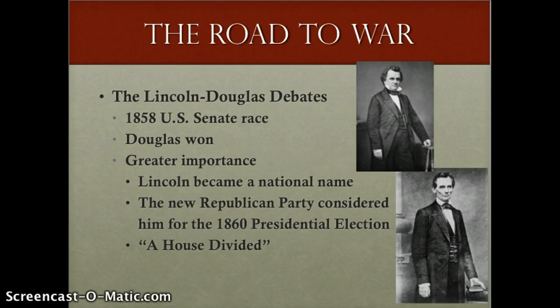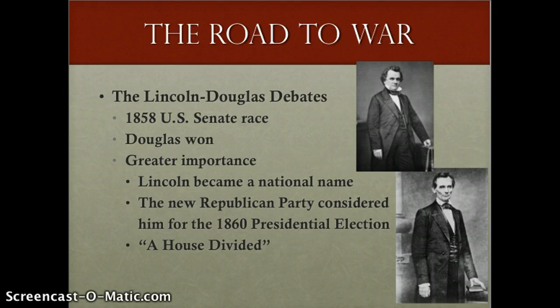These debates were widely publicized. Chicago newspapers recorded every word spoken at the debates, and then those transcripts were sent all over the country and published in newspapers all over the country. Depending on the newspaper that published it, the accounts of the debates were different.